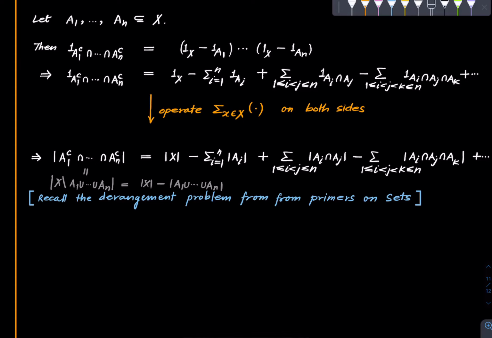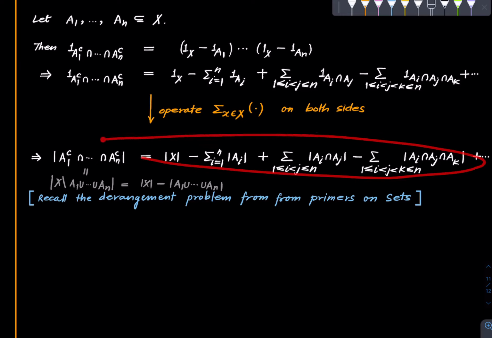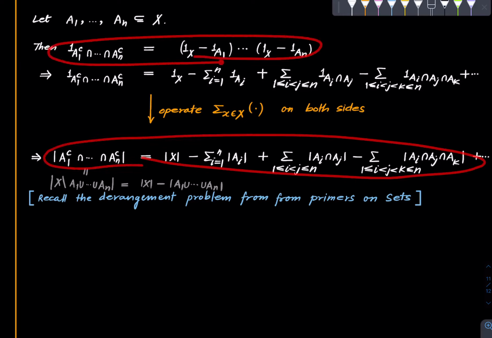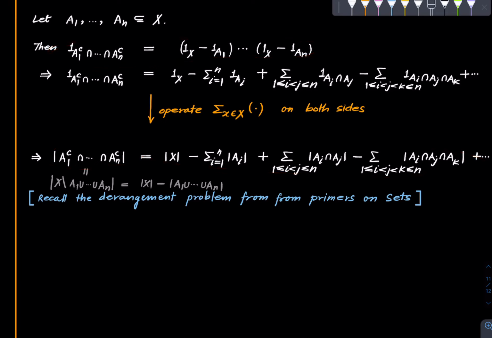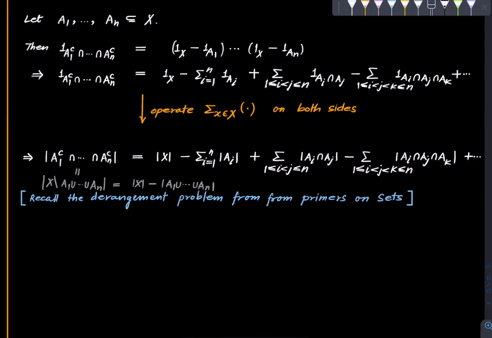So yeah, what was I saying? This inclusion exclusion formula is just a consequence of this equation, and that's amazing. And think about the problem on derangement that we saw in the primer on sets that we discussed. Okay, so that's a very nice consequence, and yeah, I think that is it.